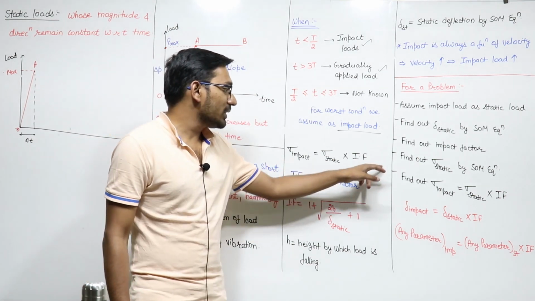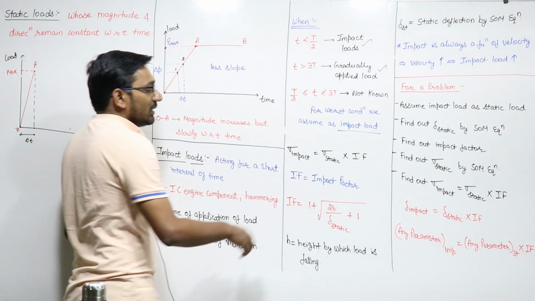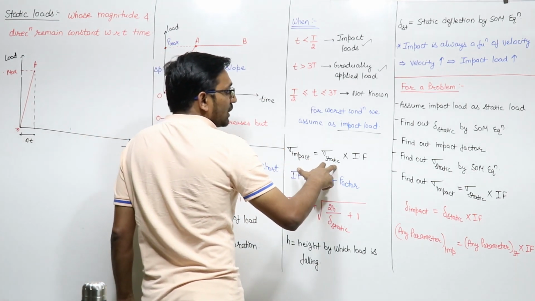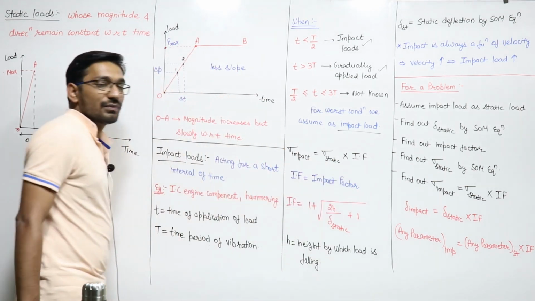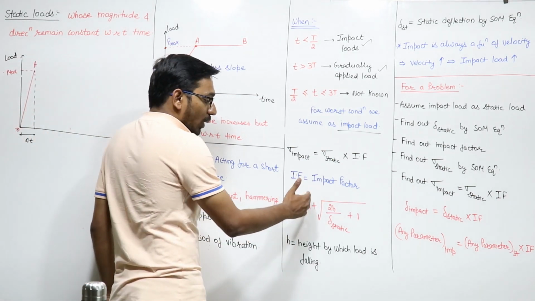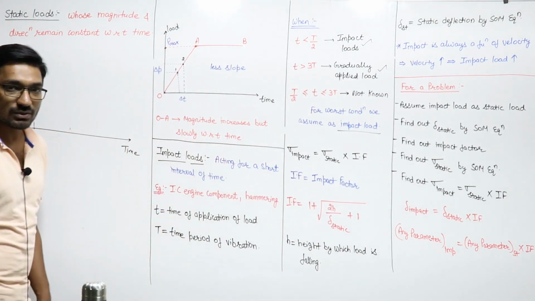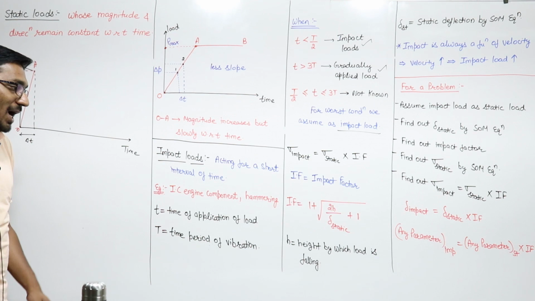We will come to this derivation later, we will derive this in our later lectures. Impact stress will be equal to static stress into impact factor, and the value of impact factor will be 1 plus under root 1 plus 2h upon delta static, right? This is the value of impact factor.